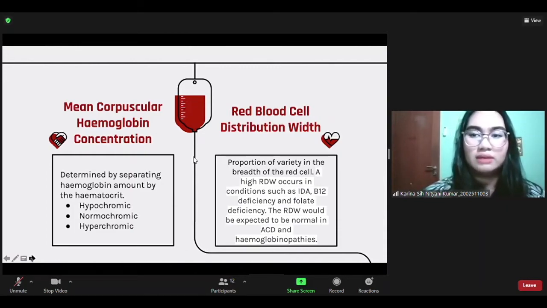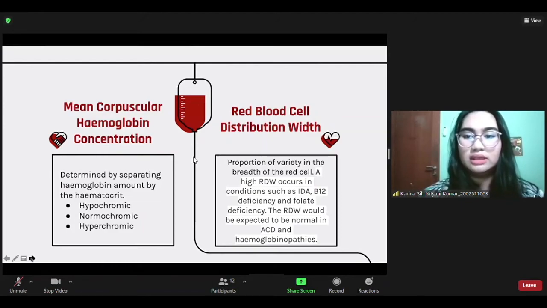Mean corpuscular hemoglobin concentration, or MCHC, is traditionally calculated by dividing the hemoglobin quantity by the hematocrit. MCHC is reduced, or hypochromic, in some types of microcytic anemia, in which the degree of loss of hemoglobin is more than the loss of cell volume, but normal, or normochromic, in macrocytic anemia, in which hemoglobin is increased but the cell size is also proportionally increased. MCHC is elevated, or hyperchromic, in hereditary spherocytosis and sickle cell disease.